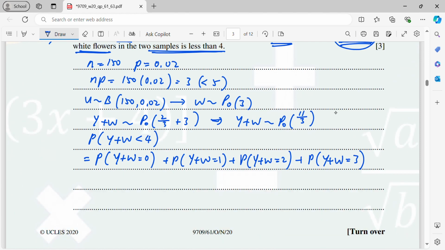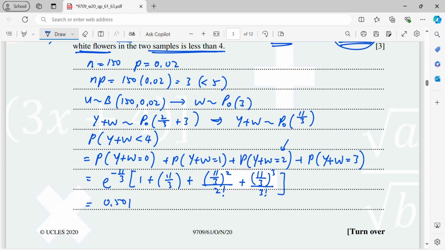Okay, and again use the same formula, that is e to the negative 11 over 3 times 11 over 3 to the power of x over x factorial. So when the value is 0, I'll get 1, plus when the value is 1, that is 11 over 3 to the power 1. Then when the value is 2, it is 11 over 3 squared over 2 factorial, followed by 11 over 3 cubed over 3 factorial. Here you will be getting 0.501. So that's the solution of this question.